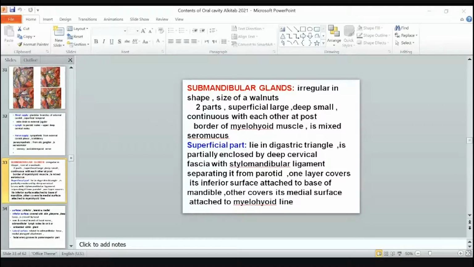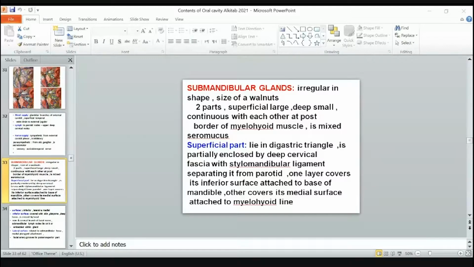This is the submandibular triangle bounded by the base of the mandible, the lower border of the mandible. Then here we have the anterior belly of digastric, and behind and deep here comes the other belly of digastric, which is the posterior belly of digastric. The submandibular salivary gland is contained within this triangle.